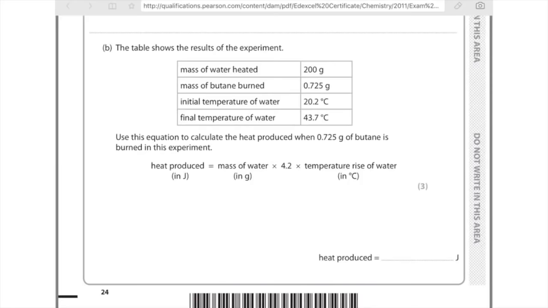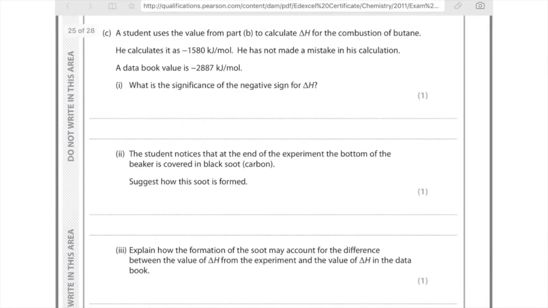Don't do that, it's the mass of water. So you're going to be putting in 200, times it by the specific heat capacity of water, which is 4.2, times the temperature rise. So you simply need to do 43.7 take 20.2, which is 23.5. So you plug into your calculator 200 times 4.2 times 23.5, and you'll get an answer, which is 20,000 joules. Having a nightmare with my iPad, which is why I'm not writing it.